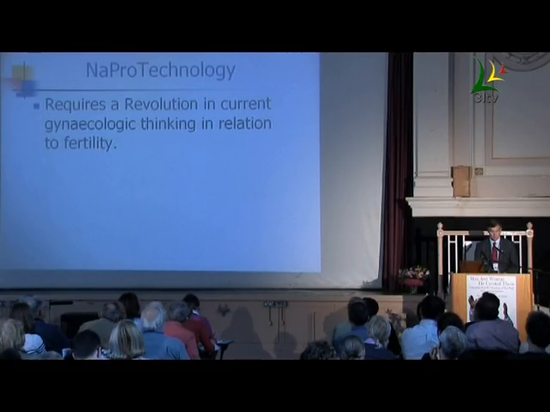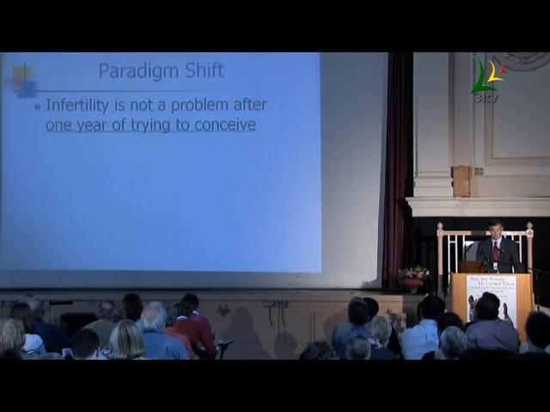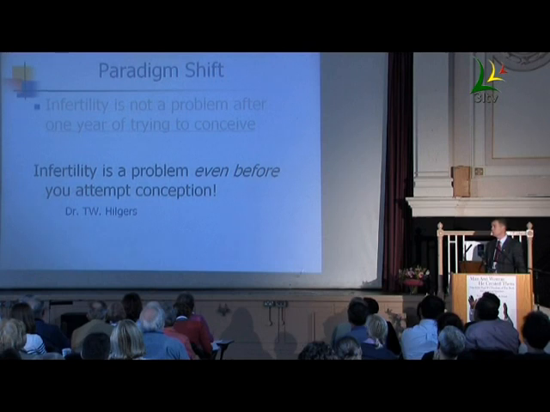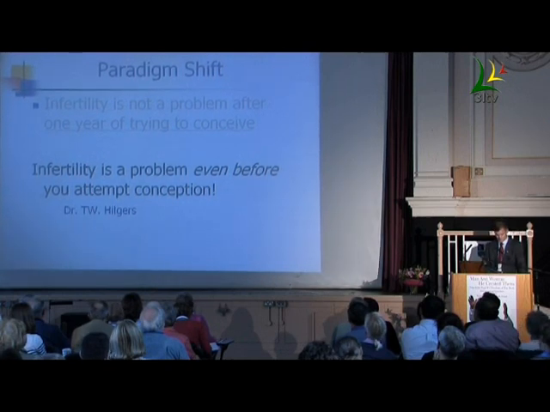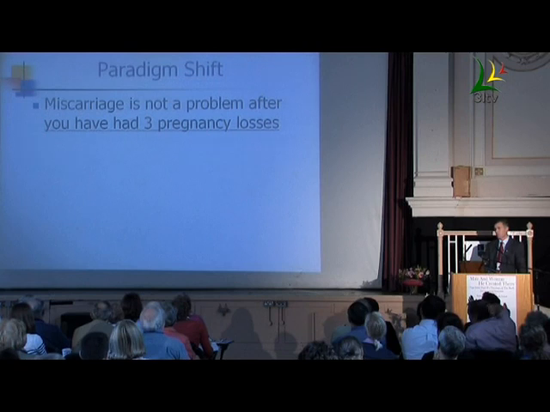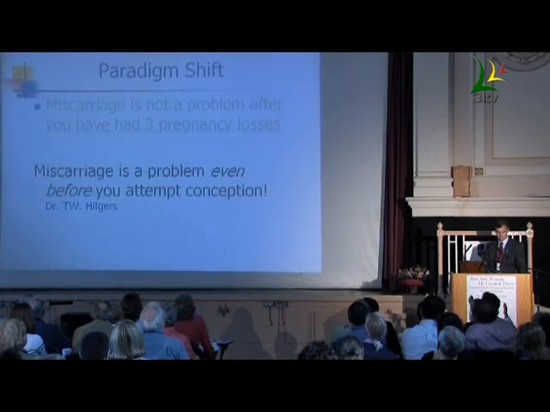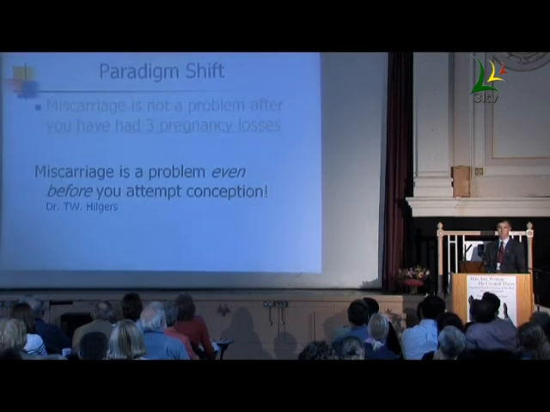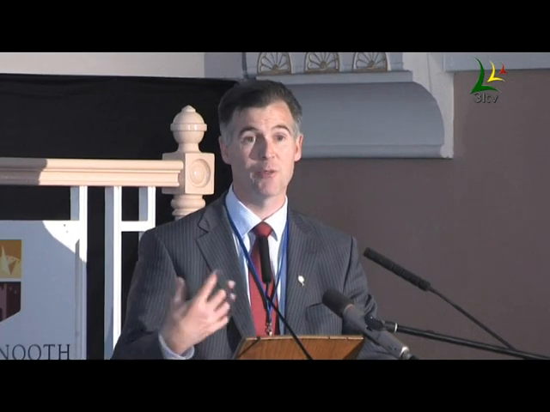NaPro Technology requires a revolution in gynecologic thinking. Infertility isn't a problem after 1 year of trying to conceive. Infertility is a problem even before you attempt conception. Miscarriage isn't a problem after you've had 3. Miscarriage is a problem even before you attempt conception. This is because we can look at the fertility care chart and see it from the chart before it even happens. And if you know anyone who's experienced the emotional pain of miscarriage, you realise what a tremendous potential benefit this is, not just for faithful practicing Catholics, but anyone who can benefit from it.